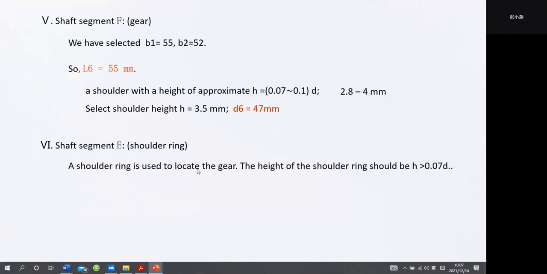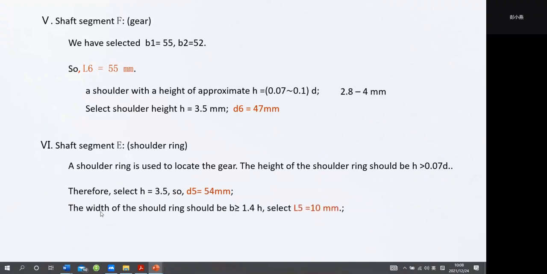And then for segment E, the shoulder ring, the height of the shoulder ring should be larger. The D is the diameter of segment F, and we select H as 3.5. So D5 for segment E, the shoulder ring, is 54 millimeter.